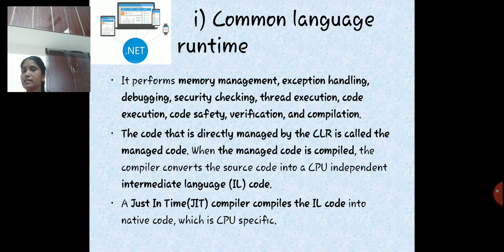Actually, the code that is typed on the .NET editor will first be called managed code. This managed code is then compiled. It is then transformed into IL, which is intermediate language. This intermediate language code or IL code is CPU independent. This IL code will then be compiled by JIT, which is the just-in-time compiler. The just-in-time compiler is specific for every language that is currently being used.